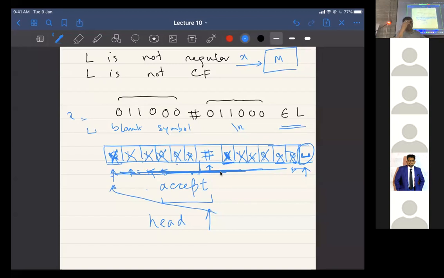Sir, are there any languages for which this Turing machine goes into an infinite loop? Yes, we will come to that. Okay. Is this clear?